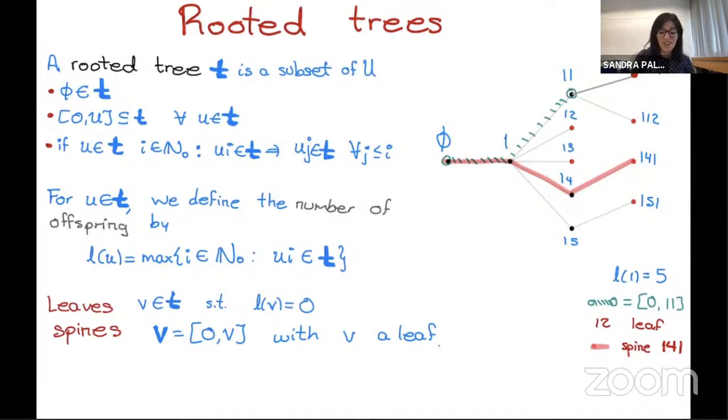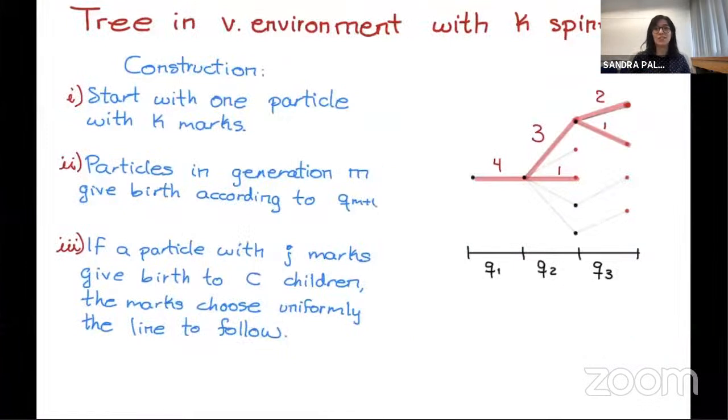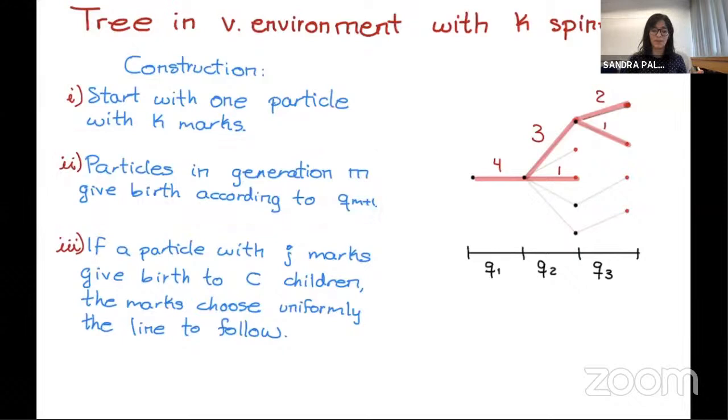Okay. So now that we know the rooted trees, what we want to define is a rooted tree in varying environment with k spines. So how are we going to construct it? Well, we will start with one particle that has k marks, and then all the particles in generation m will give birth according to Q_{m+1}. This is because we want to have a Galton-Watson tree in varying environment.